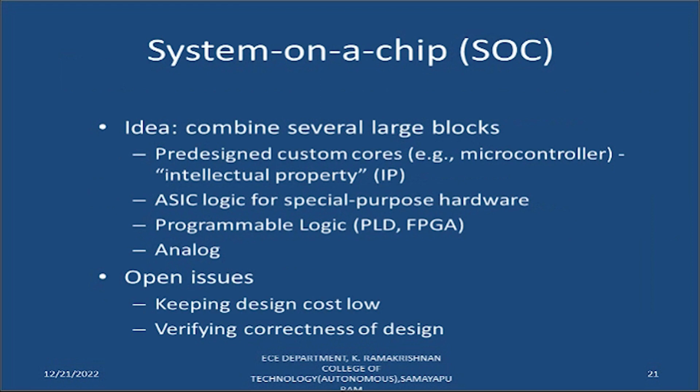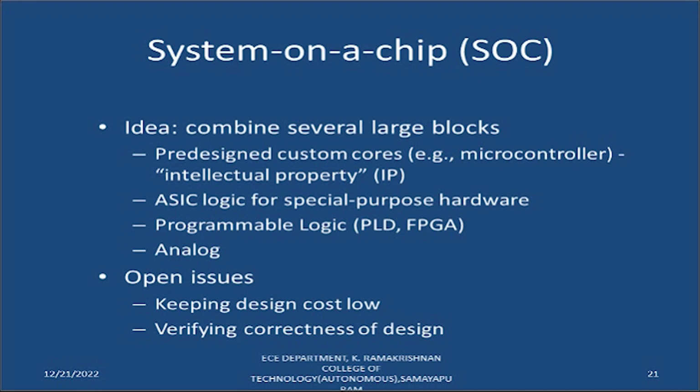And the third one relies on the system on chip. Here we are combining several large blocks by means of pre-designed custom cores. By using those custom cores, we make them into intellectual property, and that can be called special purpose hardware. And this special purpose hardware is made only by means of the ASIC based design.